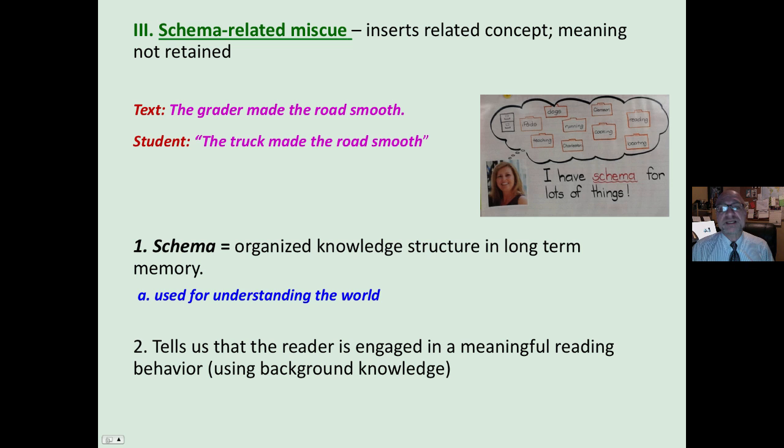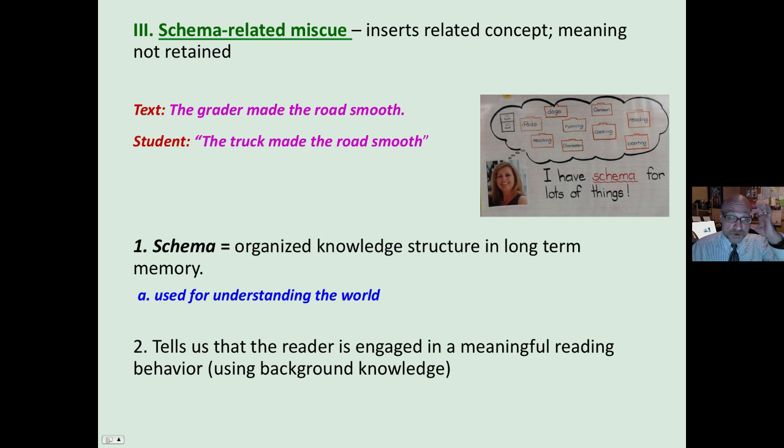A schema-related miscue is when the reader inserts a related concept, but the meaning is not retained. Example: "the grader made the road smooth," "the truck made the road smooth." All right, this is a miscue. It changes the meaning, but it tells me the reader is still focused on meaning.